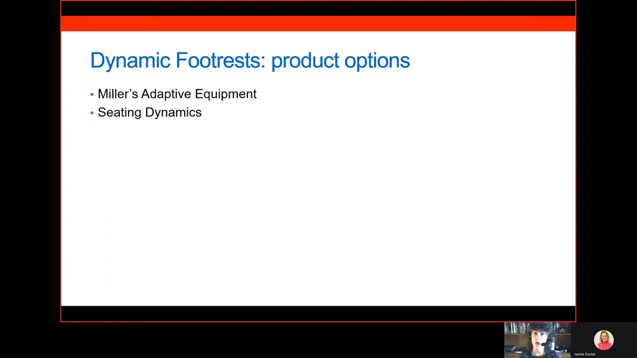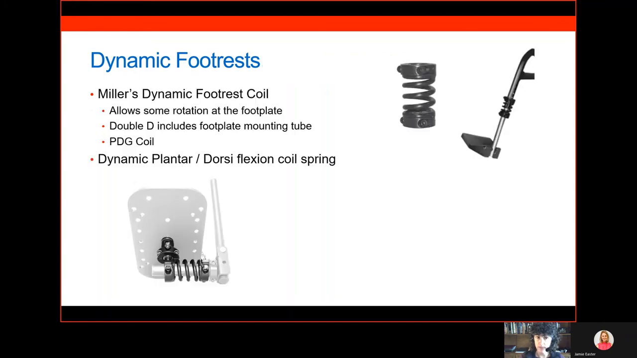Now we have a lot less product options when it comes to dynamic footrests, but these include Miller's and Seating Dynamics. So Miller's has this dynamic footrest coil, and it's been available for some time. It fits in between the upper portion of the footrest hanger and the lower portion. It is designed not to go up and down, even though it looks like it. This does not provide a telescoping movement, but rather a rotational movement.